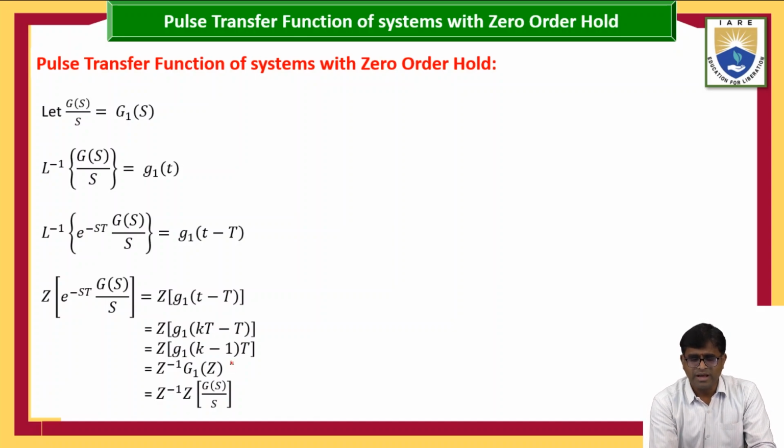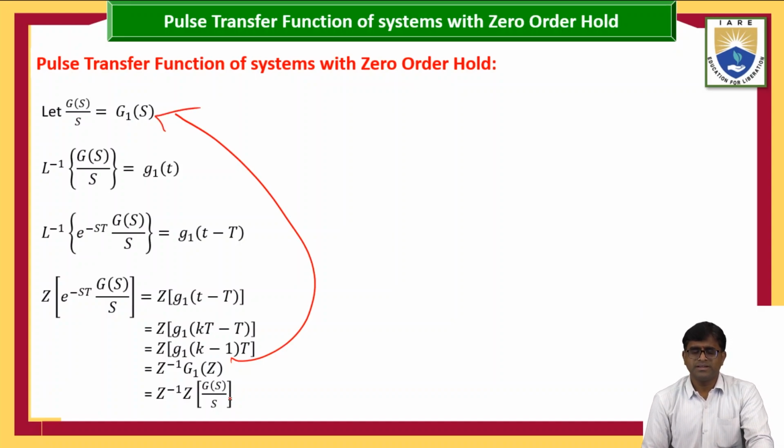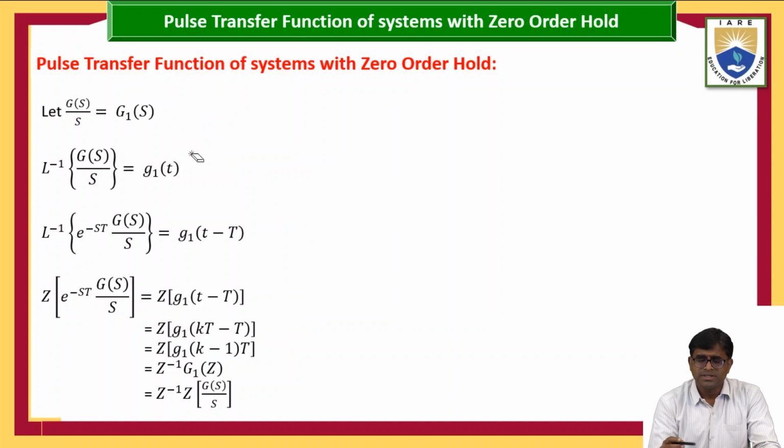What is G1 of Z? Already we see this one. This is G1 of Z, that is G of S by S. So finally we got the exponential term as Z inverse of Z transform of G of S by S. We got this one.